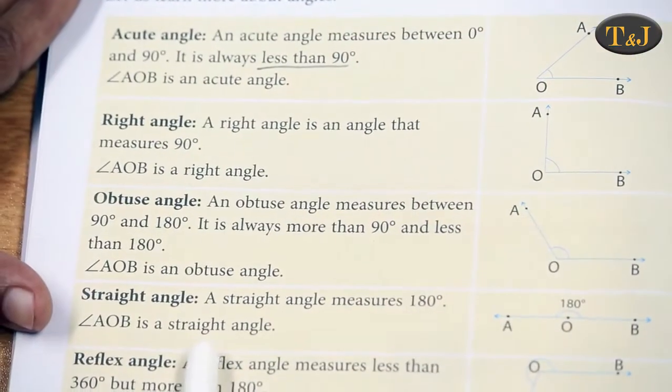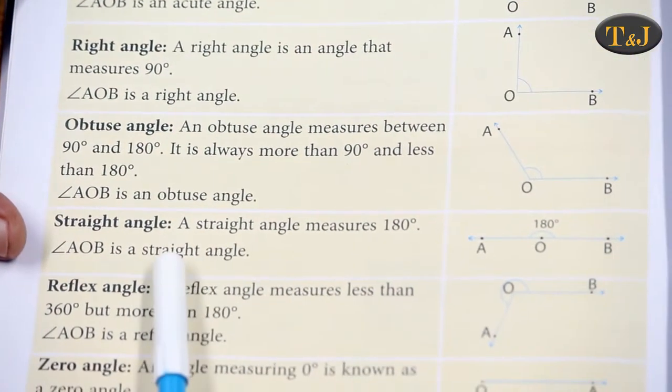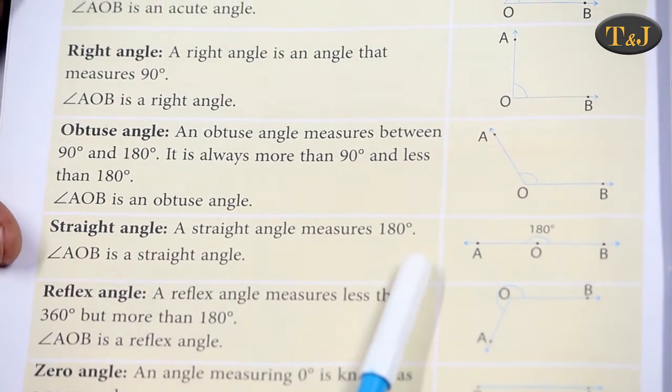Then straight angle means that the measurement is 180 degree.